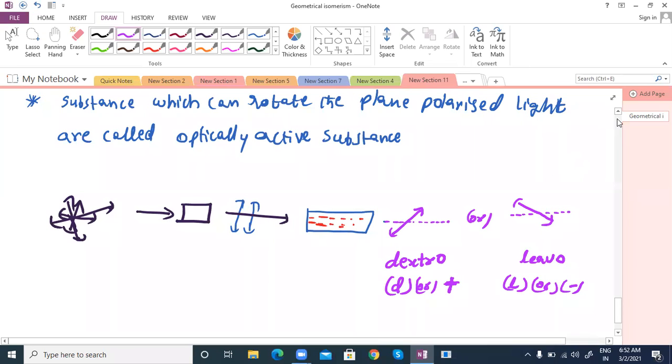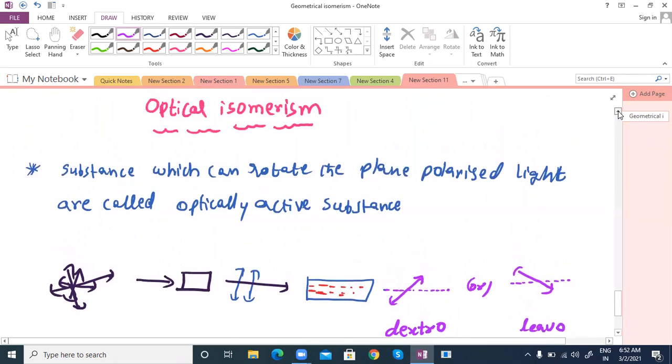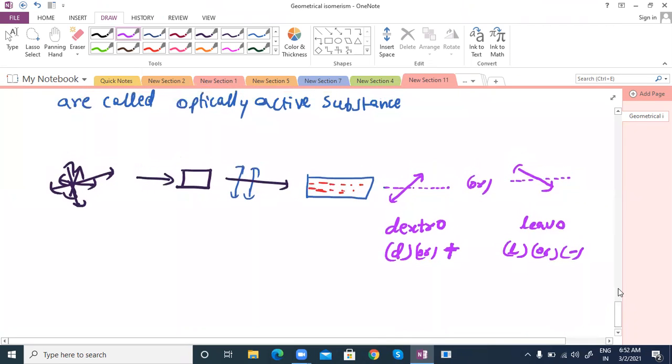So optical isomerism means if you are sending any substance, any plane polarized light through that substance, and it rotates that light clockwise or anti-clockwise, those we call optically active substances. That phenomenon is optical activity. Now this is the instrumentation part, which I am showing.